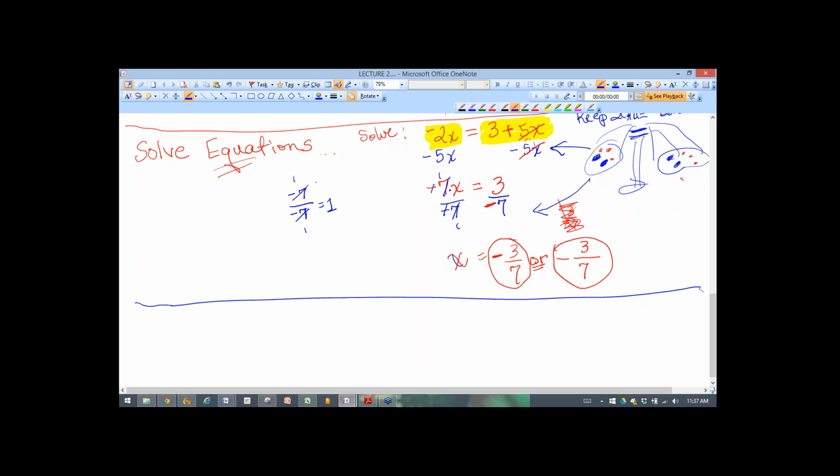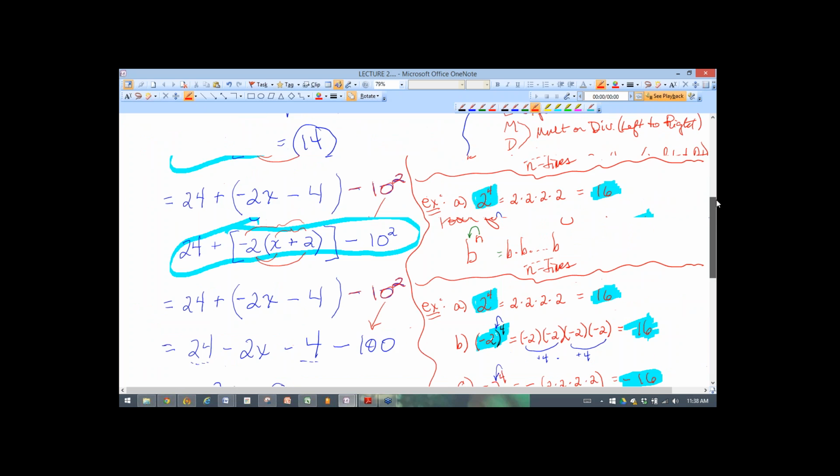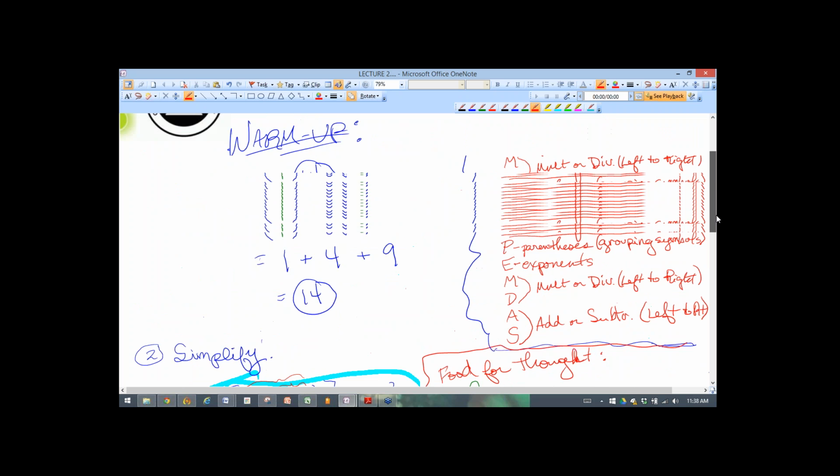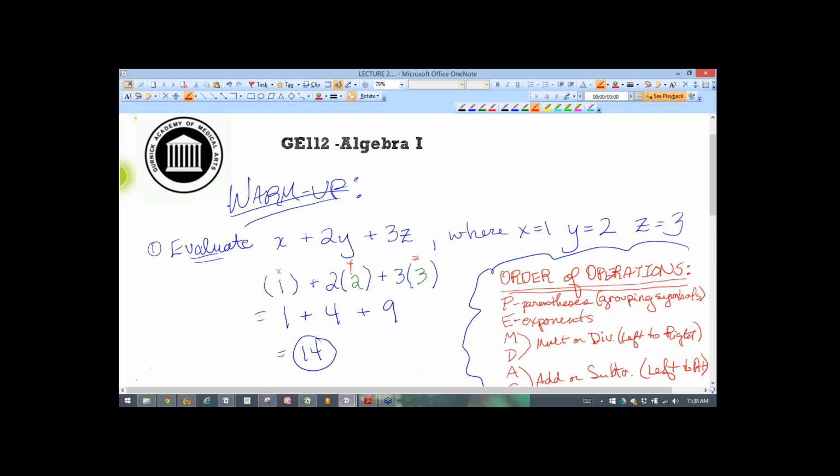Oh, solve equations. I think I needed to put one more note. I forgot to put simplify expressions, okay? Let me just show you what I was talking about. I'm going to finish that point. Simplify expressions. Or you may be asked to evaluate an expression, in which case that would have been like our very first number 1. The very first one was evaluate. This was an expression, okay? Let me make that note.